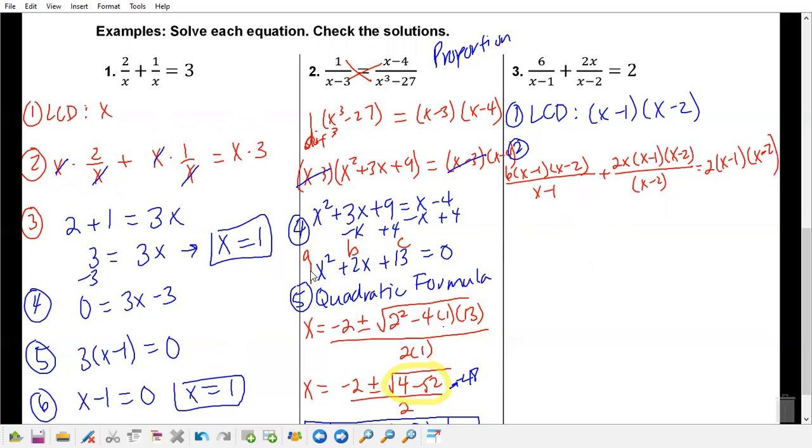So step 3 is to divide. When we're dividing, we get to eliminate. So x minus 1, x minus 2, they're gone. So I'm left with 6 times x minus 2. So I'm going to distribute. That gives me 6x minus 12 plus 2x times x minus 1. I'm going to distribute. Gives me 2x squared minus 2x.